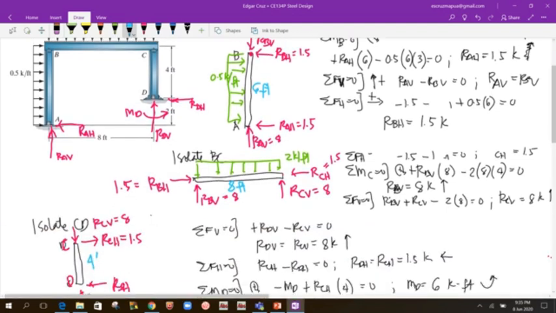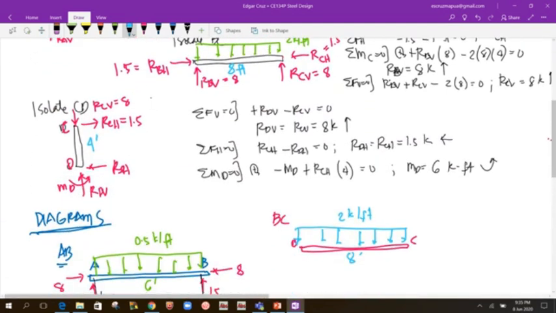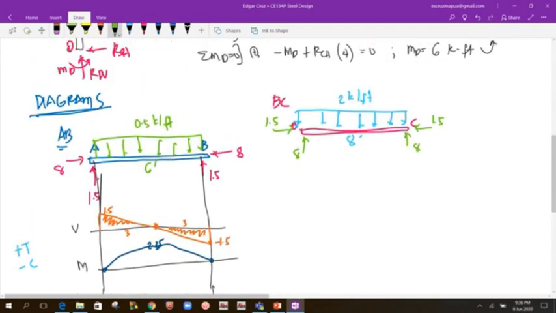So ito siya. Di bali meron tayong 1.5 to the right, tapos 1.5 to the left. Tapos may RVB tayo na 8 pataas. Tapos dito rin meron tayong RC vertical, na 8 din. Okay? So, drawing the shear and moment diagram, simple lang naman, no? Parang simple beam lang siya.